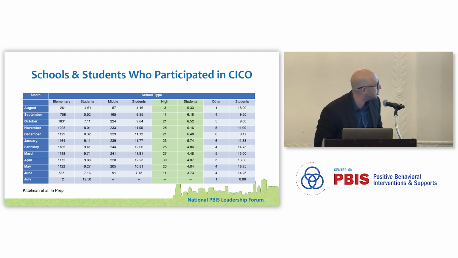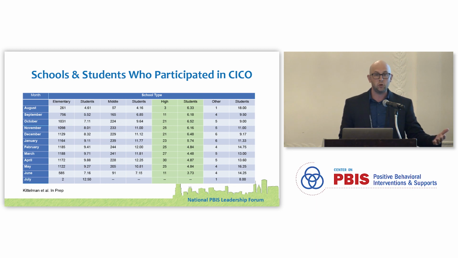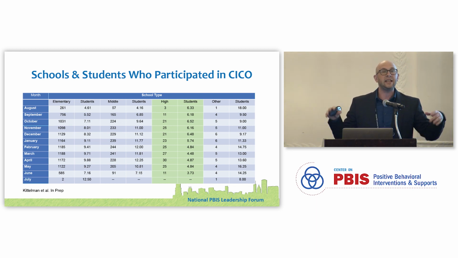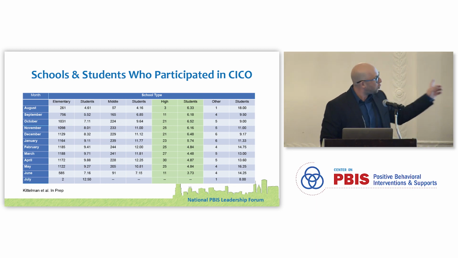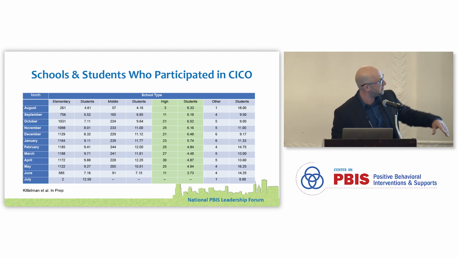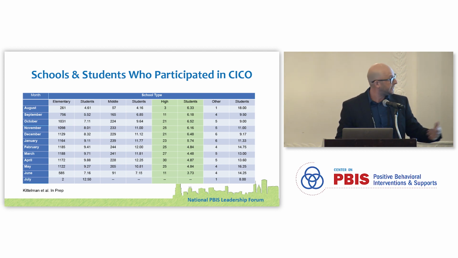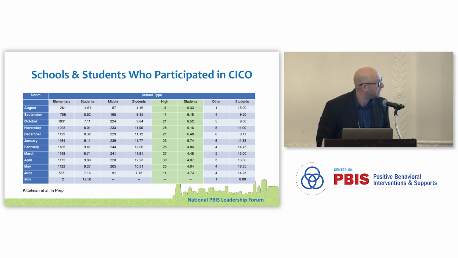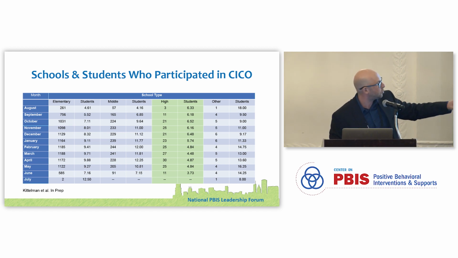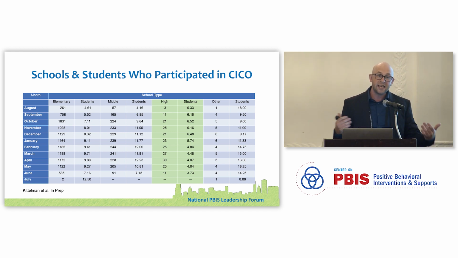So for elementary, you're seeing between 4 to about 9 students in any one month in any one school. And then if you go way over there to the high schools, you can see there's a lot fewer high schools implementing. It's from between about 3 to 25 to 30. And you can see the range of students they're supporting is around 6.